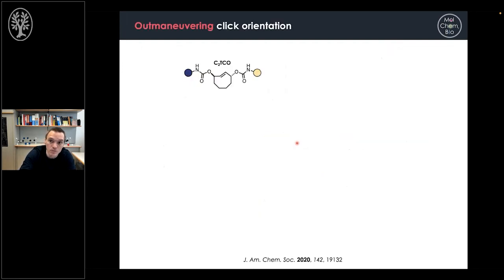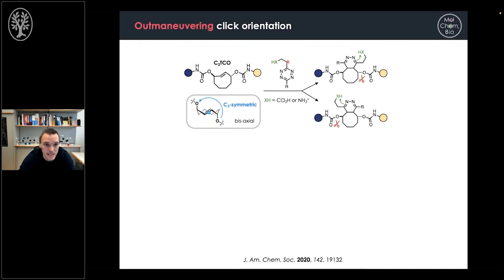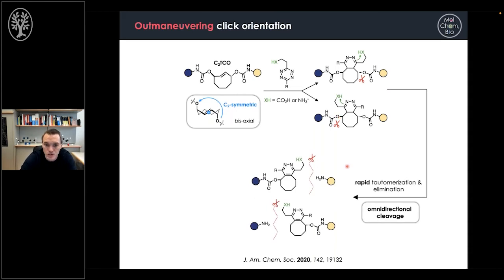So we thought, can we outmaneuver click orientation, and came up with the C2-symmetric, yes, it really is C2-symmetric, TCO that has these two leaving groups in allylic positions. With C2 TCO, as we call it, if we react this with a tetrazine that has one directing group, it would no longer matter whether it clicks in this direction or the other. The directing group will always be in head-to-head position to at least one leaving group, which is why we thought we should achieve rapid tautomerization, elimination, and instantaneous cleavage, say omnidirectional cleavage. I'll get back to this, as we cannot control which of these two molecules is cleaved. So we thought this could be fast and complete, independent of the click orientation.